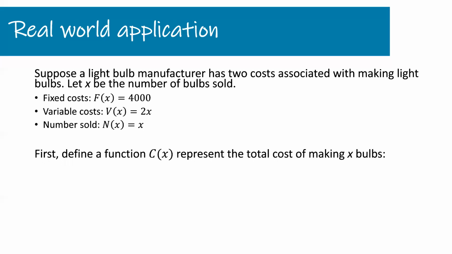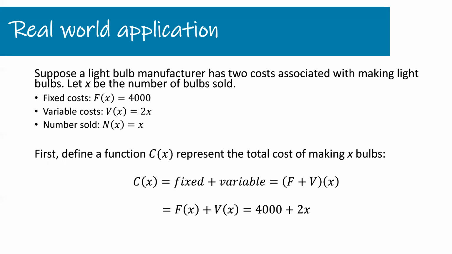So first we want to define C of X to represent the total cost of making X bulbs. So remember that the total cost is going to be our fixed costs plus our variable costs. So we're just going to have F plus V of X, which is really just going to be adding F of X plus V of X, which will give us 4,000 plus 2X.